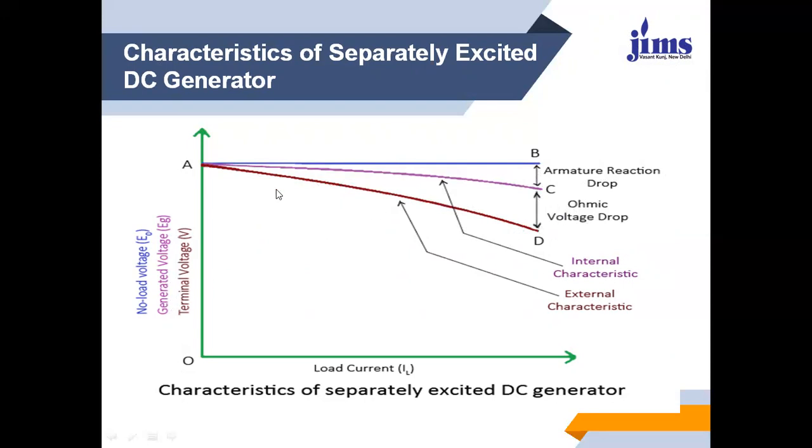So in a single figure, we get the saturation curve, the internal curve, and the external characteristics of the DC generator. This characteristic is indicated for the separately excited DC generator, meaning the field winding is separately excited as compared to the armature winding. We give separate excitation for the armature and separate excitation for the field winding.